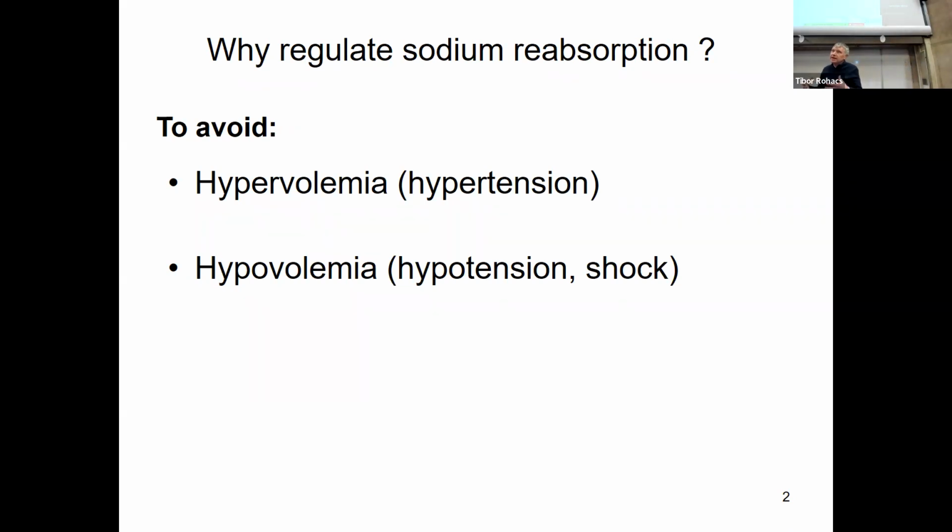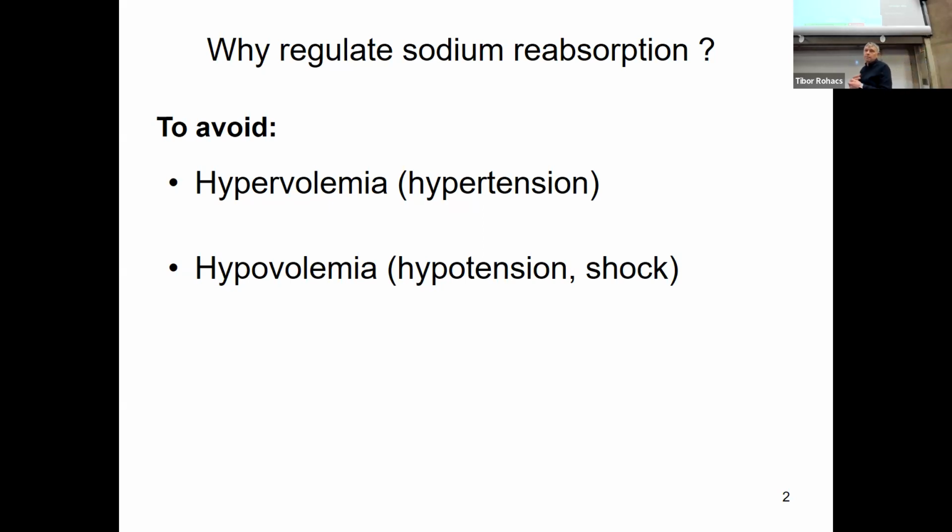substance in the plasma, and as such, it is the most important determinant of your extracellular fluid volume. If your extracellular fluid volume goes up, then eventually your blood plasma volume will go up. And if your blood plasma volume goes up, that's going to induce hypertension. So in the long run, sodium balance is one of the most important determinants of your blood pressure.